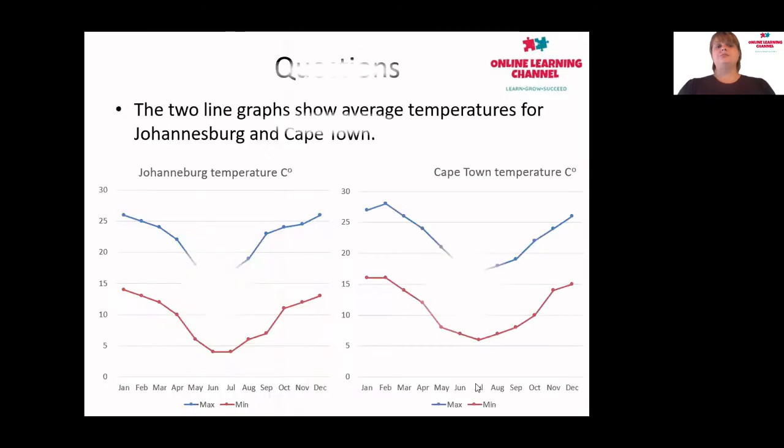So this is a question. The two line graphs show the average temperature for Johannesburg and Cape Town. Just quickly look at the graphs. You can see there's the temperature, there's your months. You can already see it goes up and down as the months get warmer and colder, on both sides.